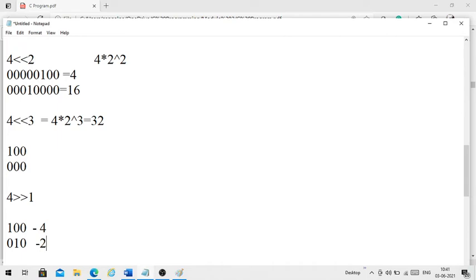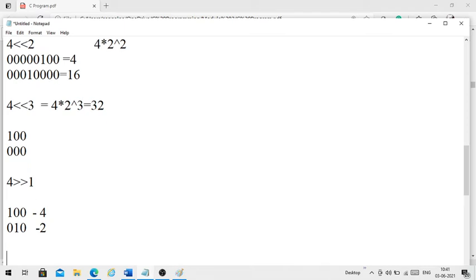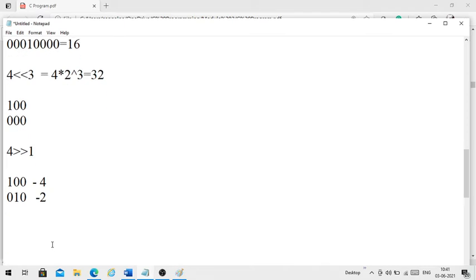Okay. If I shift it 2 times, what happens? If I am performing the same operation 2 times, 4 is here, again shifted 2 times. What happens is this 1 is being shifted 2 times. So what I will get is 0 0 1. So this is 4, and this becomes 1.